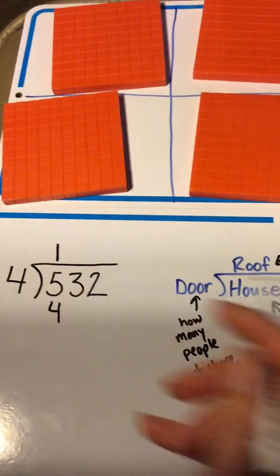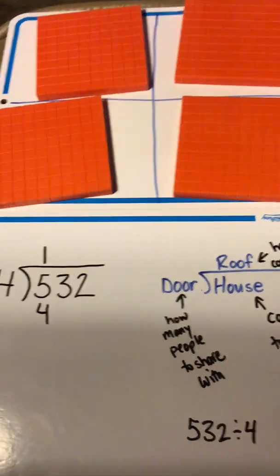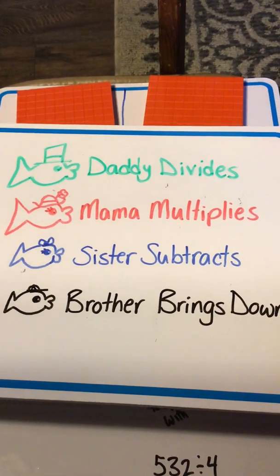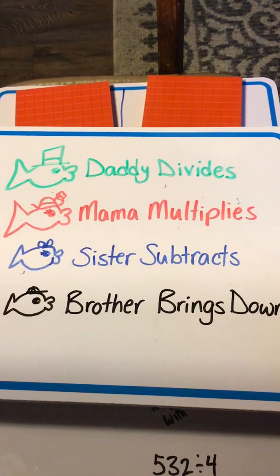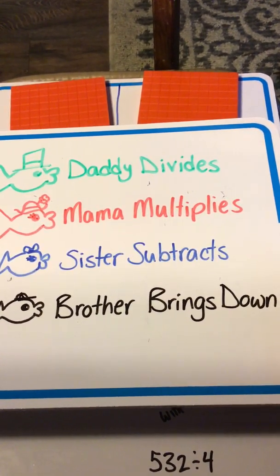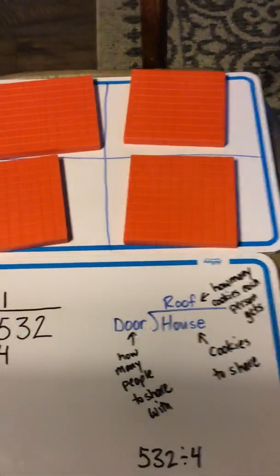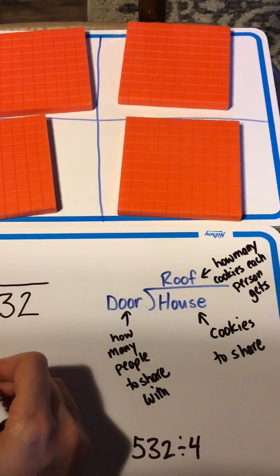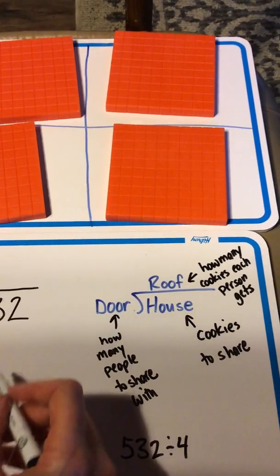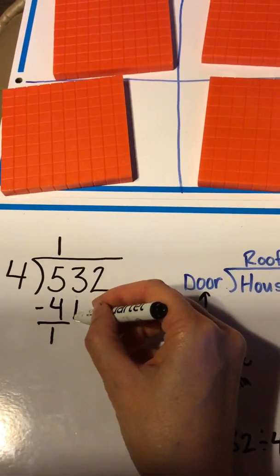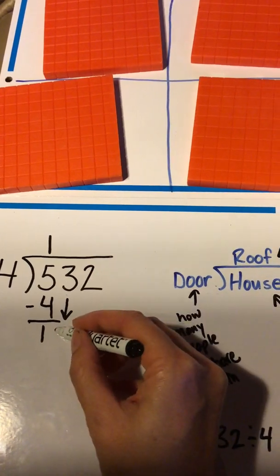Okay, so far, if you remember our fishies of division, here we are. Daddy fish divides, mama fish multiplies, sister fish subtracts, and then brother fish brings down. So far we've done daddy fish divides and mama fish multiplies. So next up we're going to sister fish subtract. Okay, so I had 5, I used up 4, 5 minus 4, there's 1 of them left. Okay, next step is, brother fish brings down. So he's going to bring down the next number.